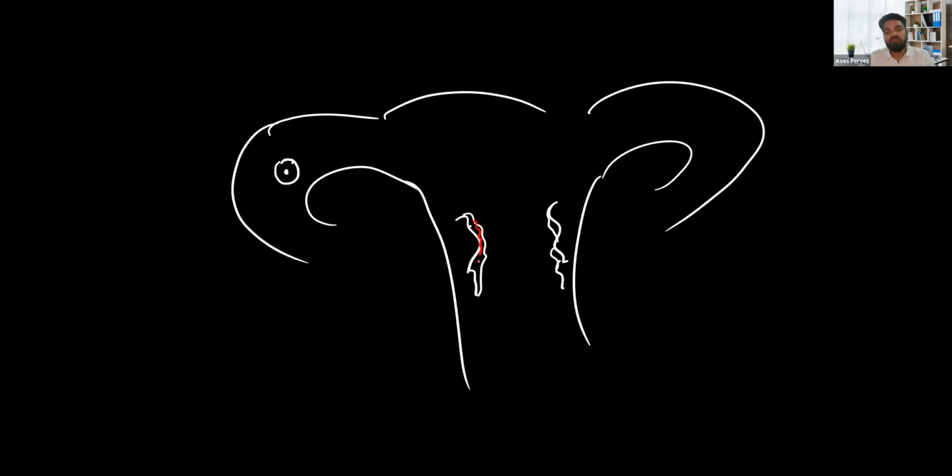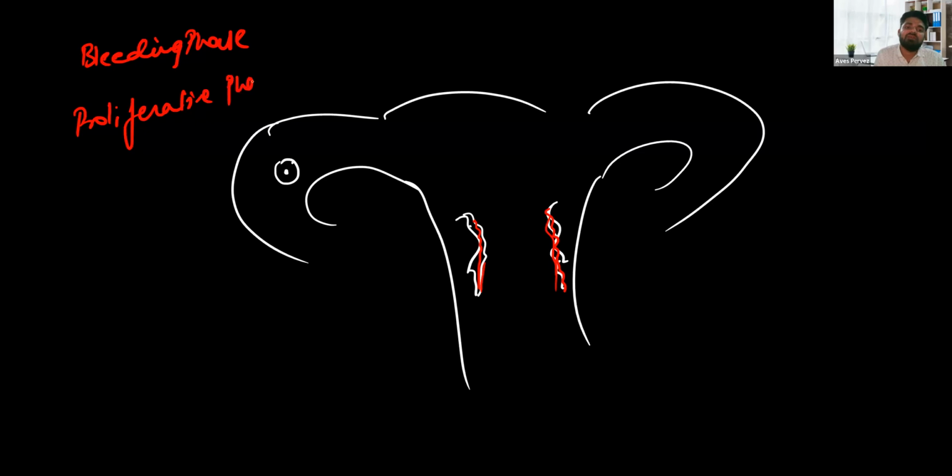The walls start degenerating, and a large amount of mucus, blood and cell waste comes out of the body, and this is called menstruation. We can say that this is the bleeding phase of the menstrual cycle. The menstrual cycle involves 3 steps. One is the bleeding phase. The second one is the proliferative phase. And the third phase is called the secretory phase.